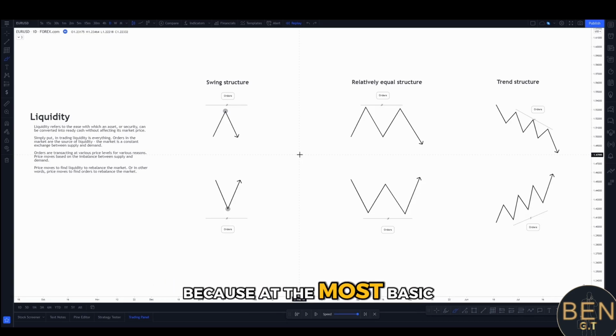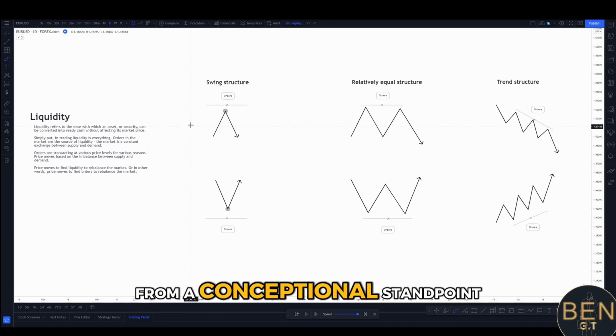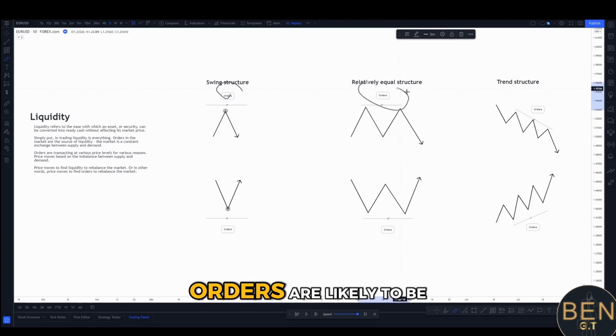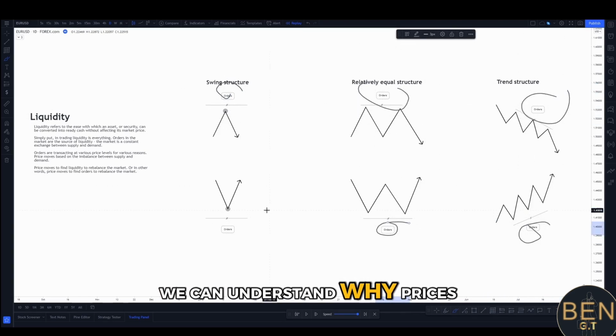Because at the most basic level, what's happening on any financial instrument that we see through a chart is buying and selling at various price levels. Demand, supply, having that exchange. When price rapidly moves from one direction or the other, what that means is there's an imbalance between supply and demand, and price needs to seek liquidity pools or large collections of orders to again rebalance price. Why? Because for every buy order, there needs to be a sell order on the other end. For every sell order, there needs to be a buy order on the other end. And it's that constant battle and that constant balance in the market that causes price to move. So when we can understand from a conceptual standpoint where these large collections of orders are likely to be, we can understand why price is gravitating to them.